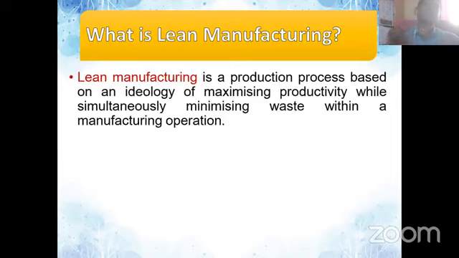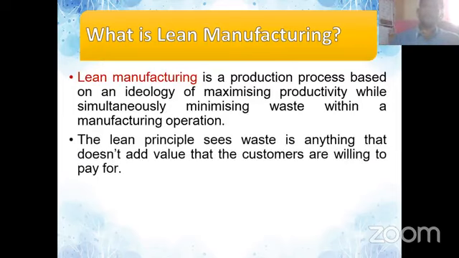Suppose in a day you are manufacturing 1,000 liters of ghee or butter. If you want to maximize your productivity with the same resources, then you have to shift your production from 1,000 kg per day to 1,200 or 1,500 kg per day. That's your maximum productivity. So how to maximize this?